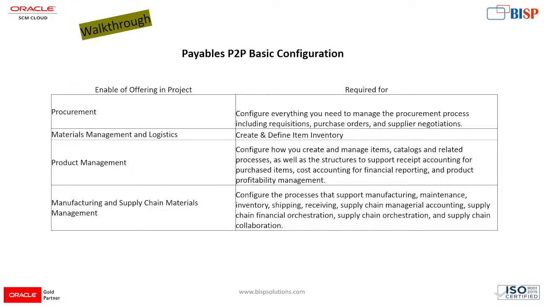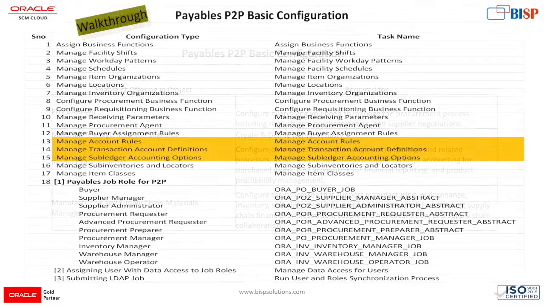And you maintain your sub inventory also in this particular one, right? So that is your offering you will take. And these are some of the P2P basic configurations, right?